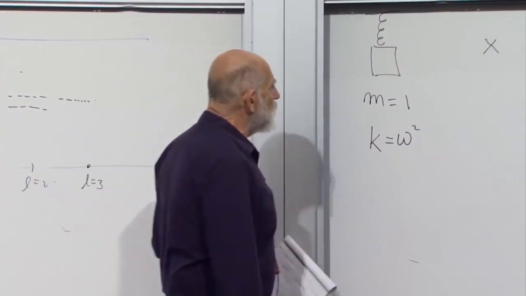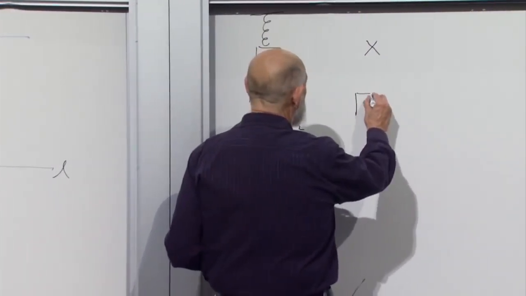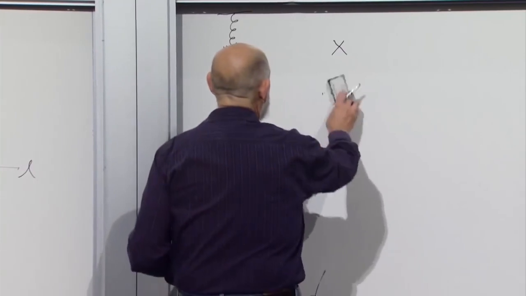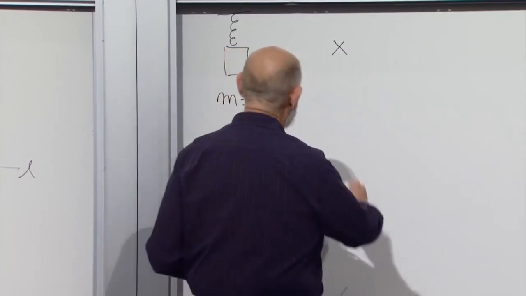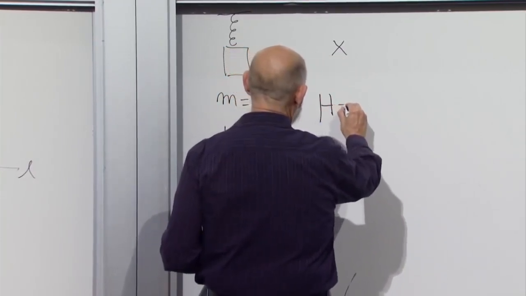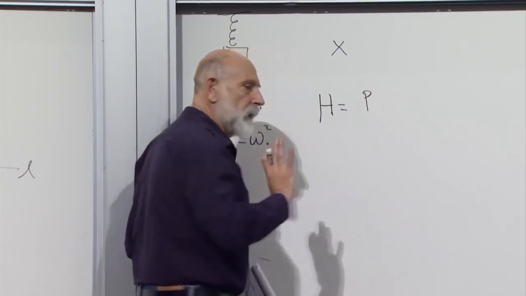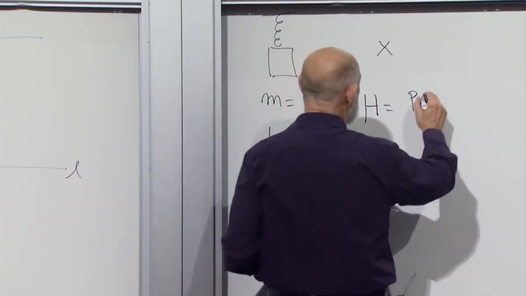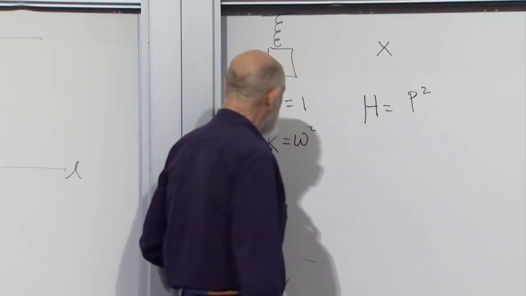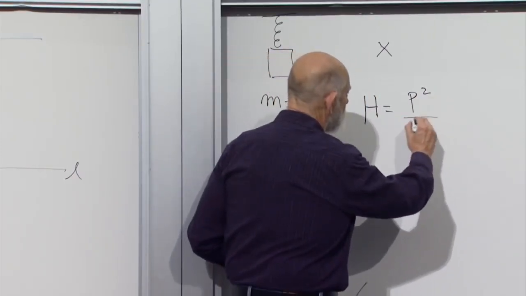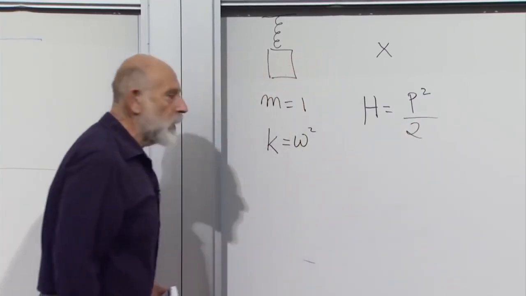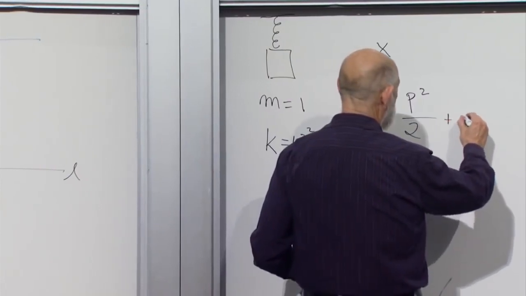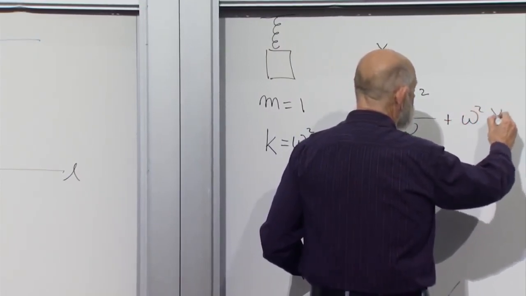What is the energy of a classical oscillator? The energy, let's give it its name, the Hamiltonian. The Hamiltonian is the usual p squared. Now p is one-dimensional. It's just the x momentum, p squared over 2m. That means p squared over 2, M has been set equal to 1, plus k, omega squared, x squared over 2.